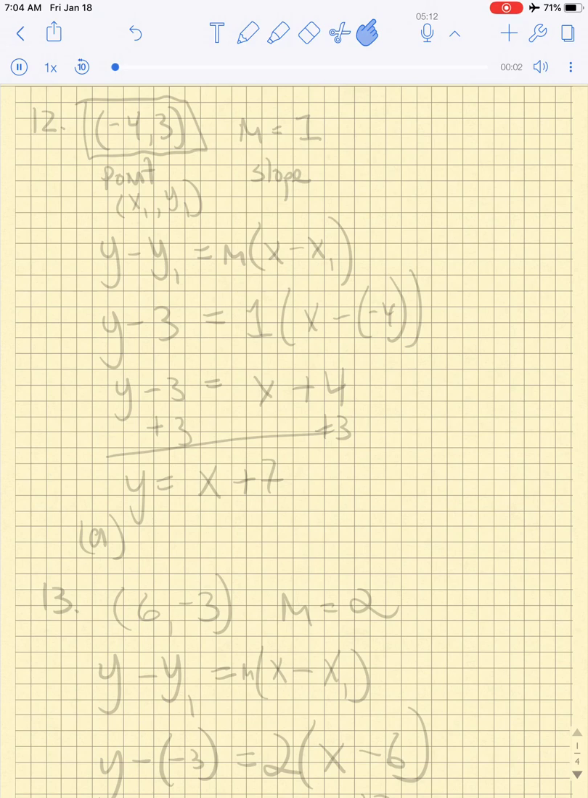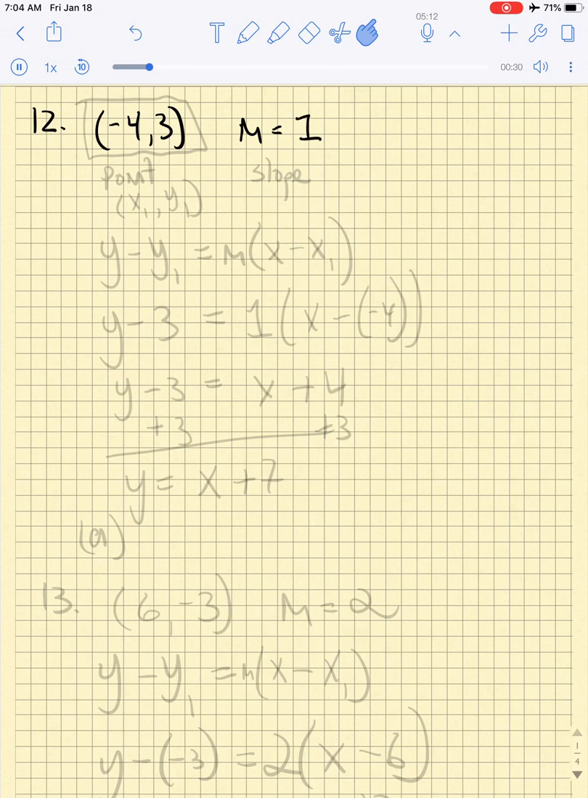Welcome back. We're on number 12 now from the review. So number 12, and this is slope-intercept stuff. We're given an ordered pair, meaning a dot. The location of the dot on a standard coordinate axis is x equals -4, y equals 3. The slope is also given, m equals 1.